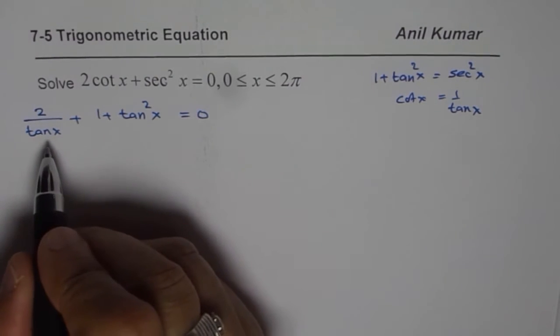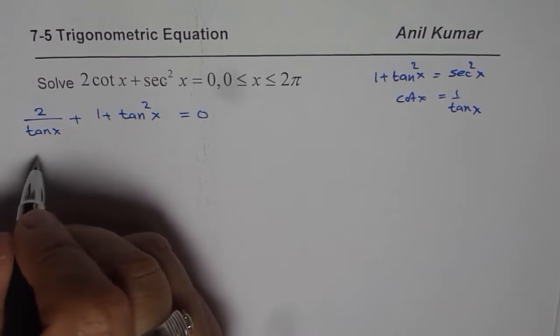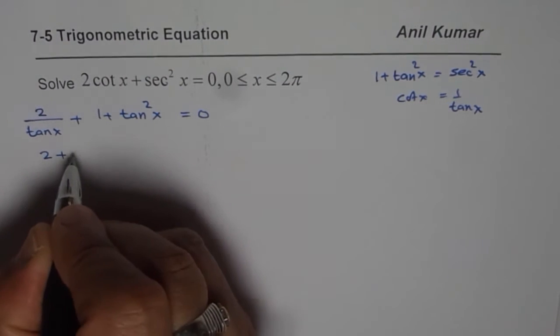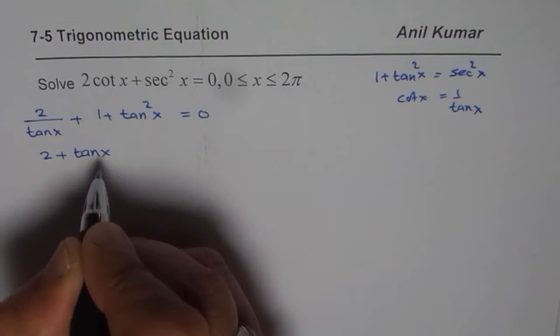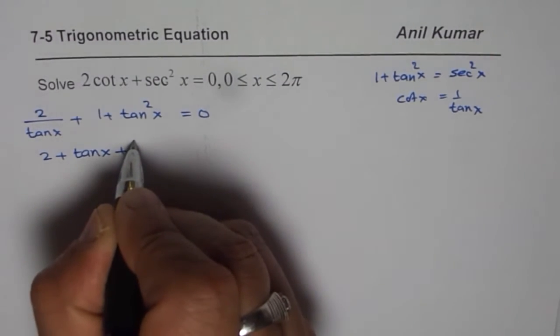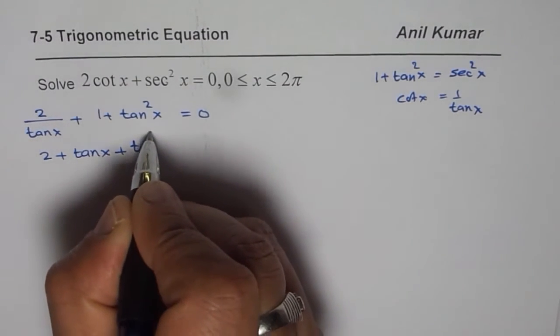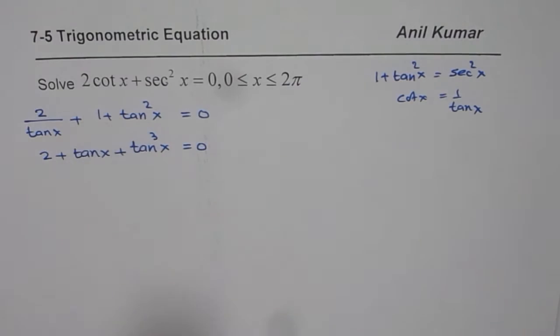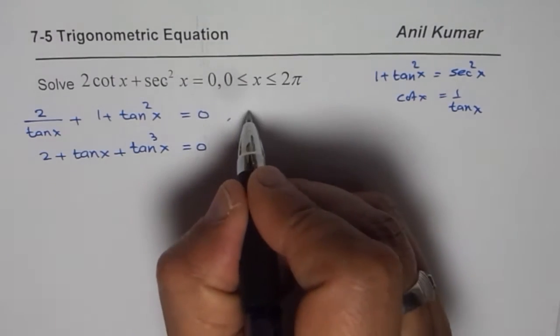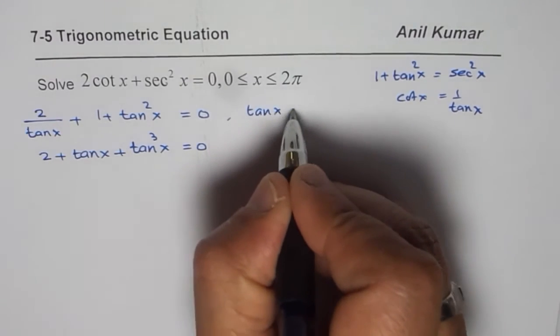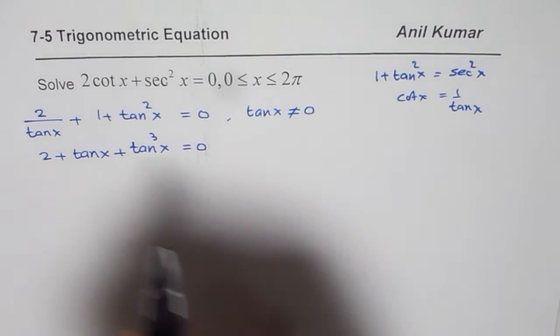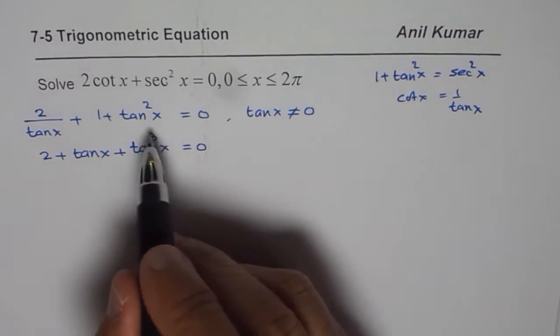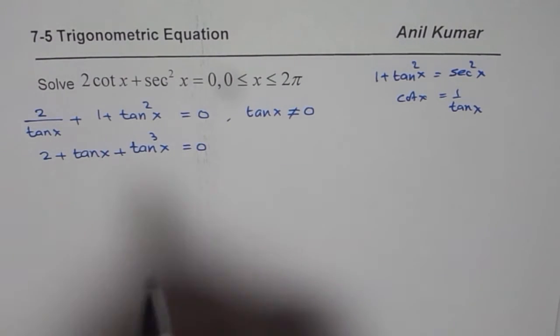Now we'll multiply all these terms by tan. So we'll get 2 plus tan x plus tan cube x equals 0. So we multiply each and every term by tan x, right? Now of course the restriction is that tan x is not equal to 0, right? It's important to understand, since you cannot divide by 0.